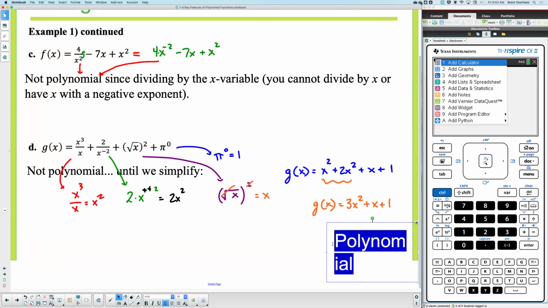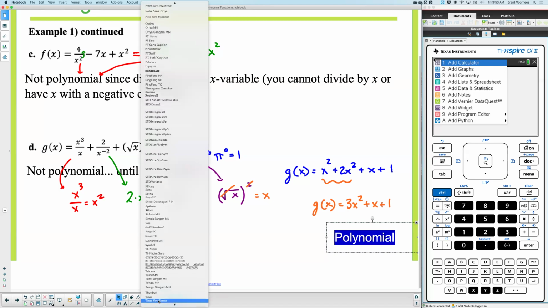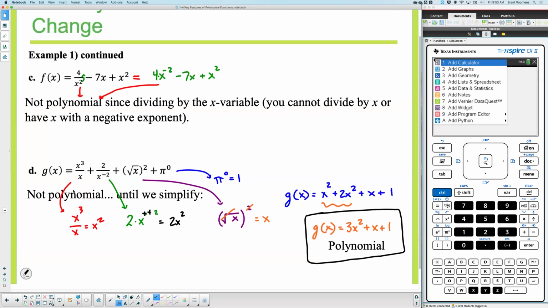That right there is polynomial. And so if we reduce it, it becomes polynomial. At the start, though, it wasn't, but at the finish, it is polynomial. So why did I do that? I just wanted to show you how some of the math works. So don't get too much of a hurry. Make sure you simplify first. Always simplify first and then identify if it's polynomial or not. In this stage, it was not polynomial because of those rules. In this stage, it is polynomial.